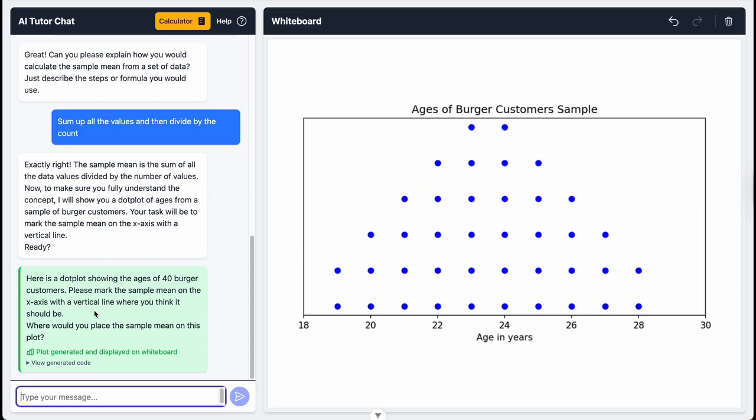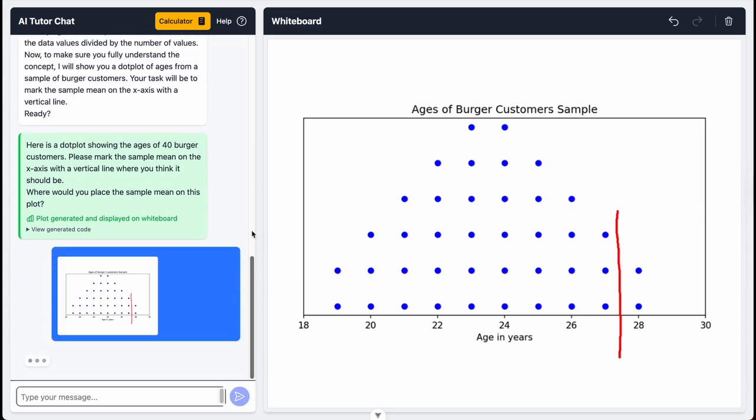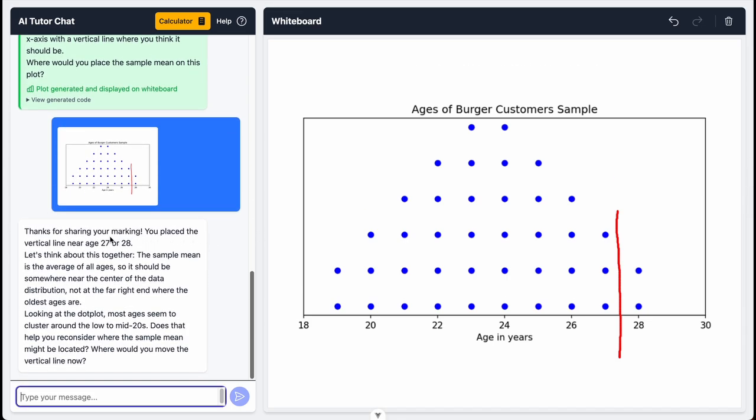as you can see on the right side, and asked me to place the sample mean on this plot. For example, we do it wrong again. We put it around here and send it back to him. And then he analyzed this plot with my marking, and he sees that I placed it between 27 and 28, which is not correct. He's also telling us that and asking us to move the vertical line again.